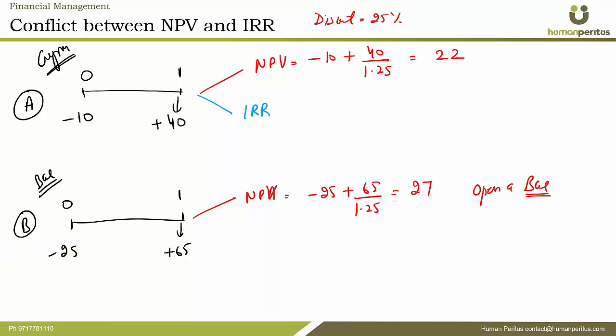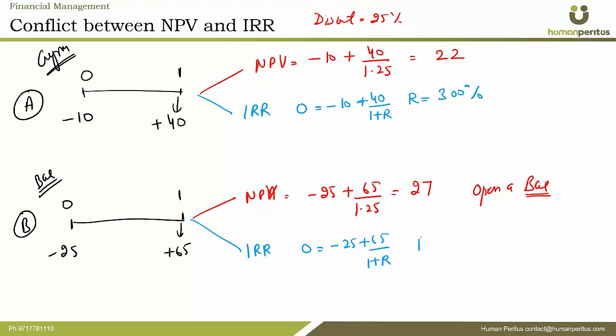So IRR for gym is, so how do we calculate IRR? Basically, we make NPV equal to 0 and we calculate that value of R. So 0 is equal to minus 10 plus 40 over 1 plus R, and my R comes out to be 300%. Okay. Let's calculate IRR for this case also. Again, 0 is equal to minus 25 plus 65 over 1 plus R, and my R comes out to be 160%. Okay.